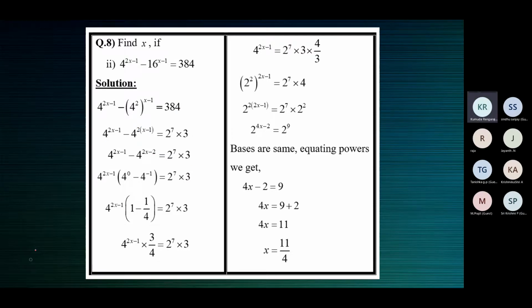Now at this stage, last class we took out this common. Here we are taking out this one common, 4 to the power 2x minus 1 common.